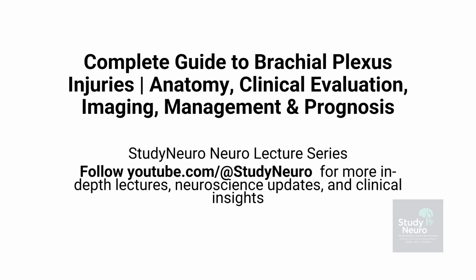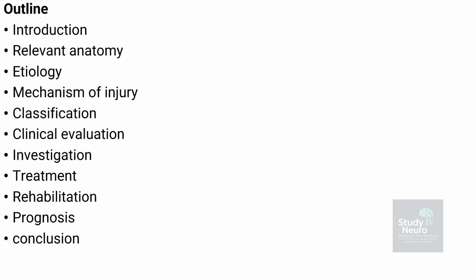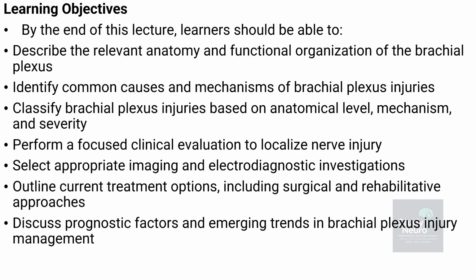In this lecture, we'll explore brachial plexus injuries with a clear focus on how they're diagnosed and managed in clinical practice. We'll start with a brief review of the relevant anatomy, then move through the common causes and mechanisms of injury. From there, we'll look at how these injuries are classified, evaluated, and investigated before discussing treatment options, rehabilitation strategies, and expected outcomes. By the end of this session, you'll have a structured, practical understanding of brachial plexus injuries and how to approach them from diagnosis through recovery.